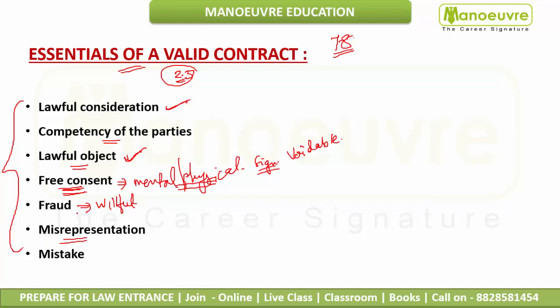Next is the misrepresentation. There is a thin line between fraud and misrepresentation. We're going to see all of them with examples, correct? And then is mistake. There are two kinds of mistakes in law, guys: one is mistake of fact and the other is mistake of law.